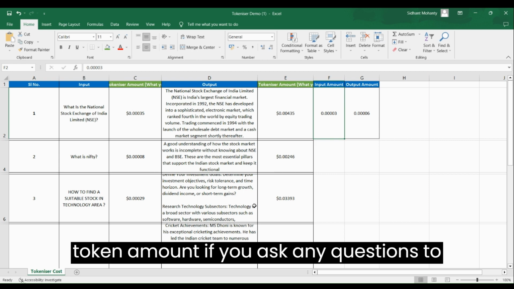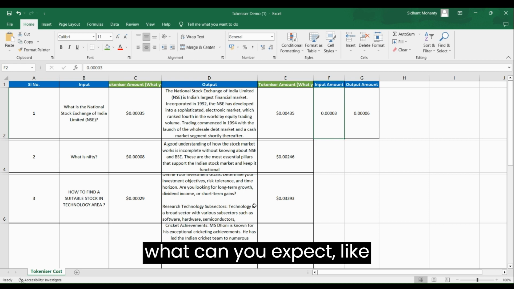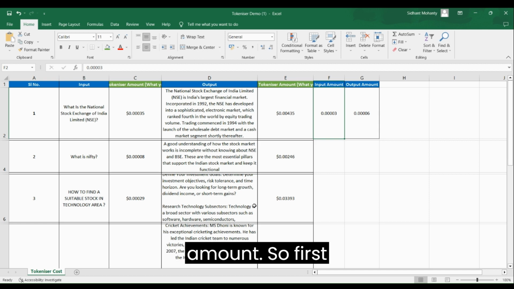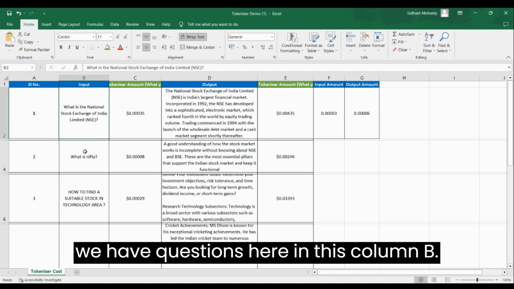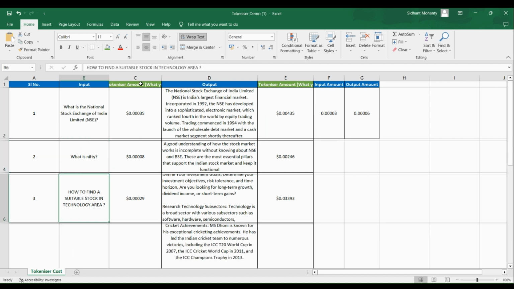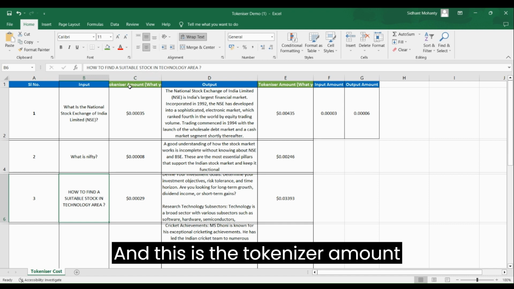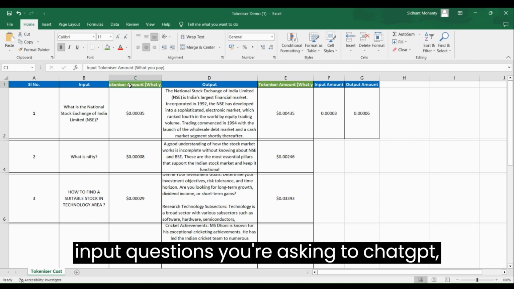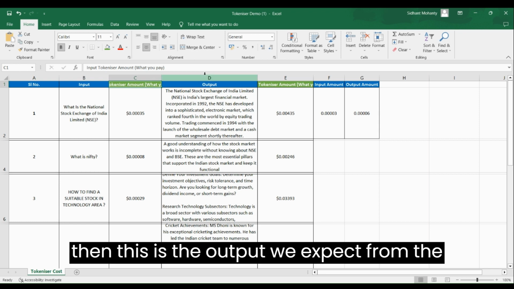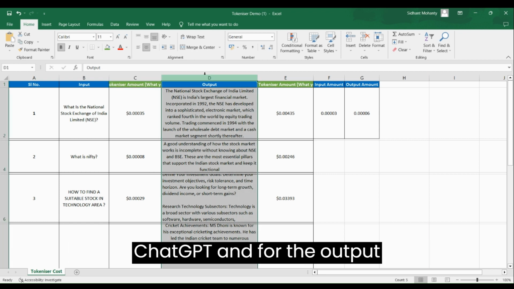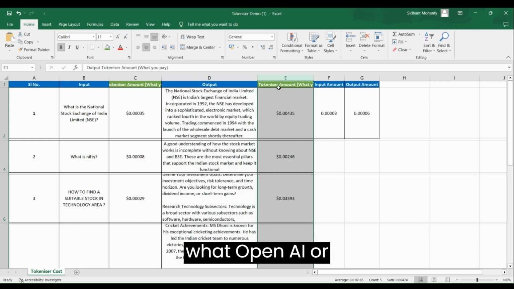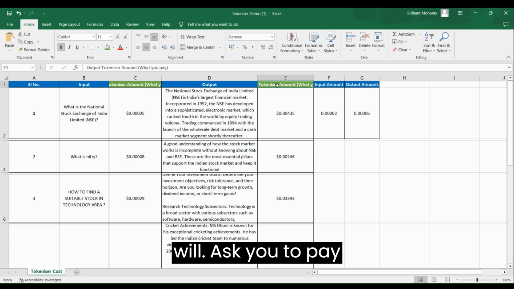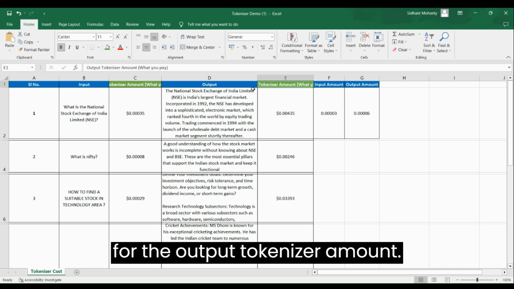If you ask any questions to ChatGPT, what can you expect in the billing amount? So, first, we have questions here in column B, and this is the tokenizer amount input, what you pay for the input questions you're asking to ChatGPT. Then, this is the output we expect from ChatGPT, and for the output, what OpenAI or ChatGPT will ask you to pay for the output tokenizer amount.